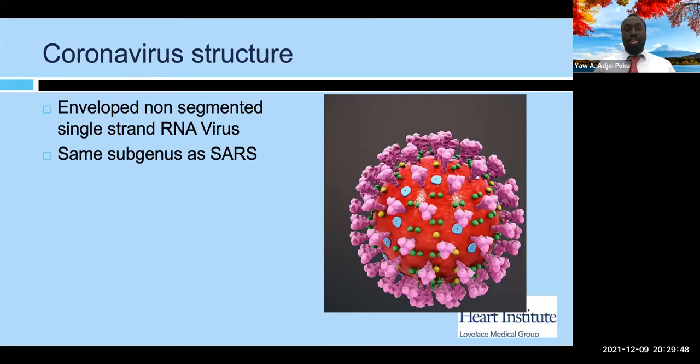We'll talk a little bit about coronavirus. Again, it's the most common medical issue that we're often dealing with currently. It's a single-strand RNA virus. It's in a similar subgenus as SARS.